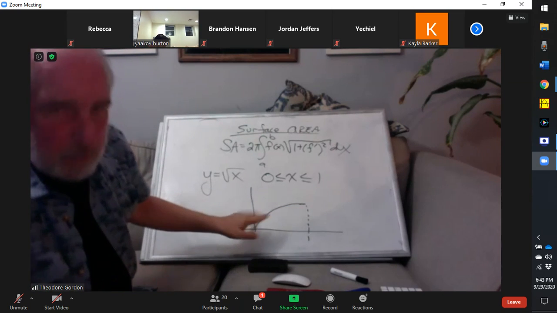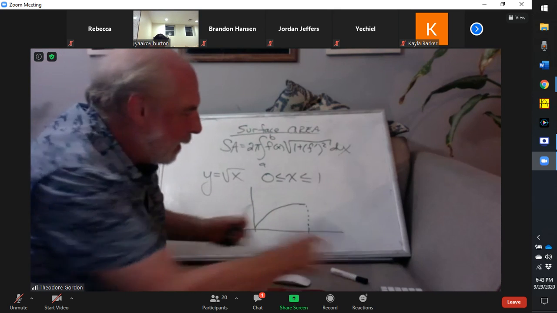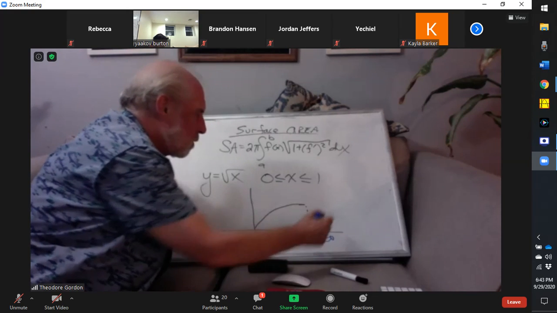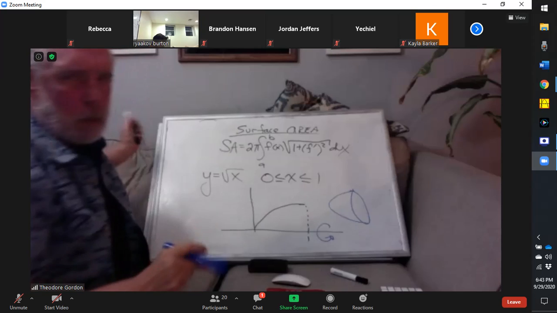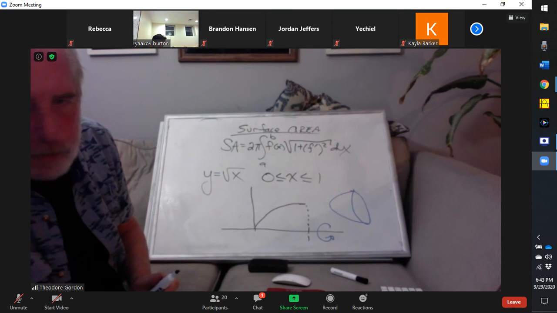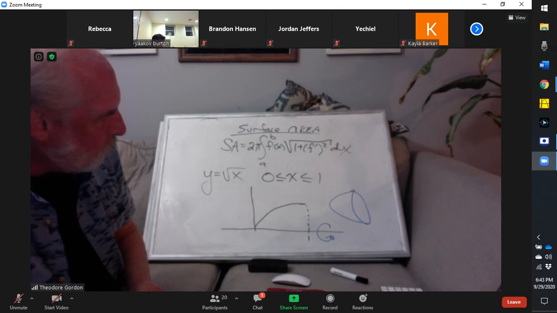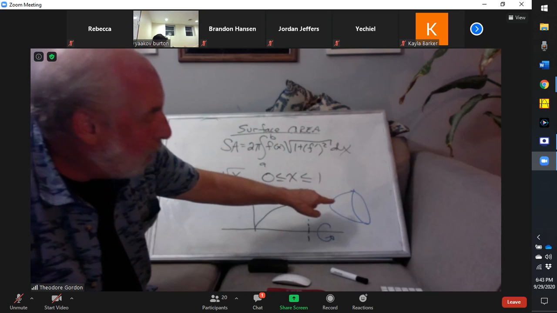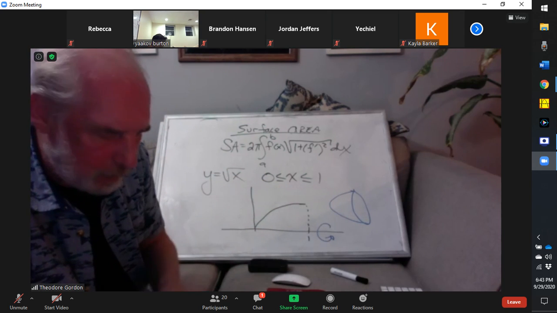We're going to spin the shape. So if we spin this around the x-axis, it's going to make a bowl. The word for that is a paraboloid, but it's a bowl sitting on its side. Now, using the disk method, we can figure out how much water that bowl will hold. That would just be simple disk method, pretty simple problem.